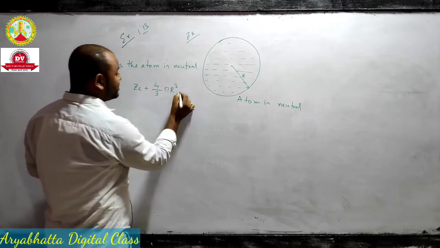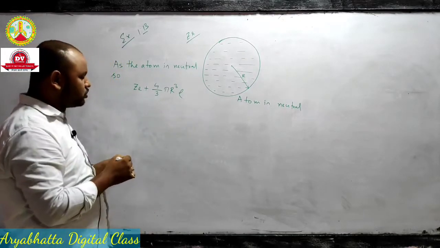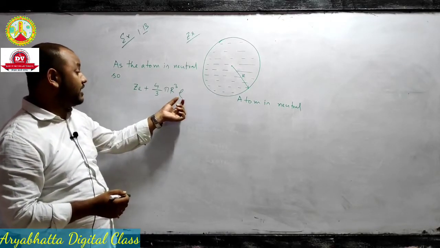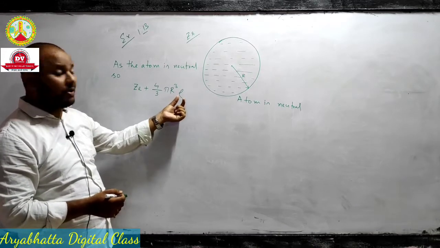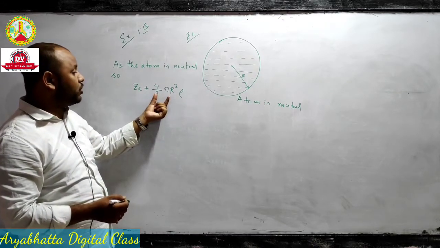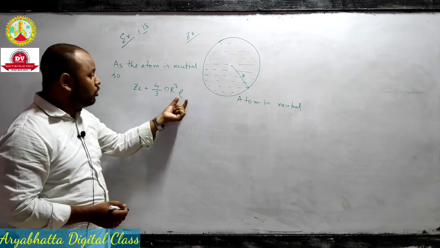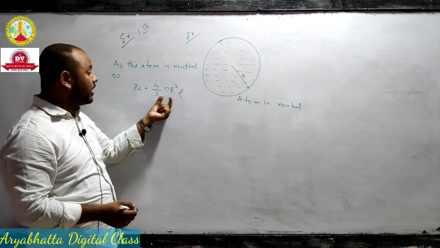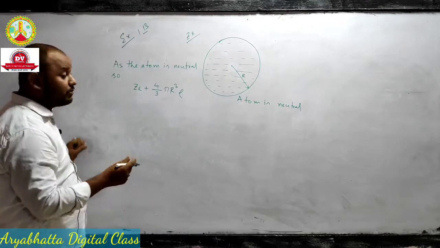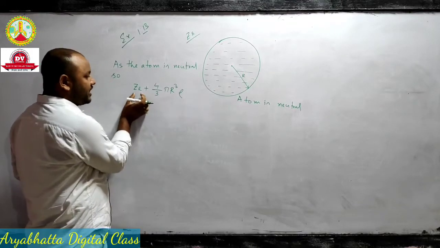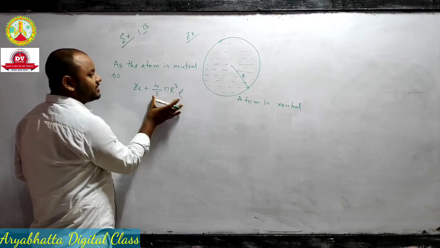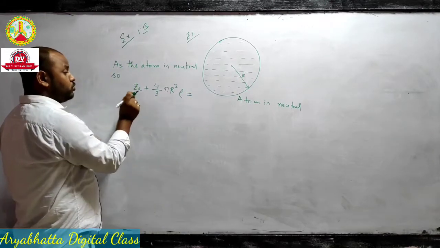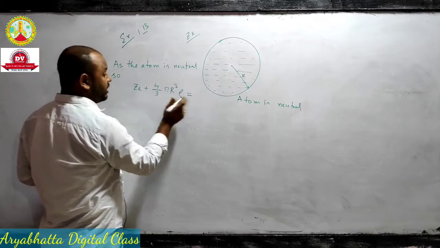If rho is the negative charge density, that means the number of negative charge per unit volume, and 4/3 pi R cube is the total volume. Multiplying both gives the total negative charge. Ze is the total positive charge and this is the total negative charge. As the atom is neutral, the total positive charge plus total negative charge will be 0.